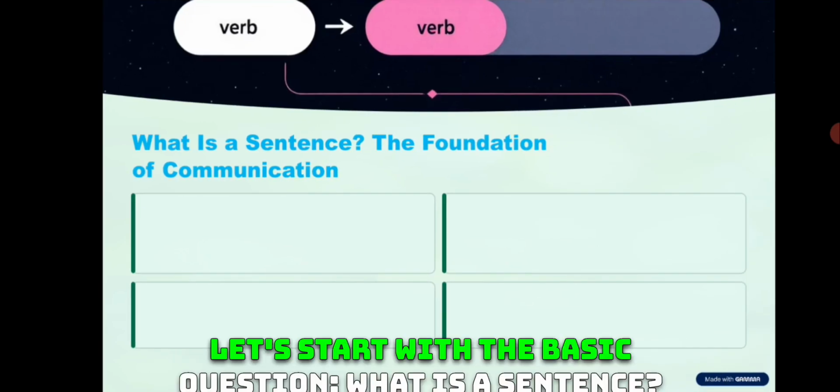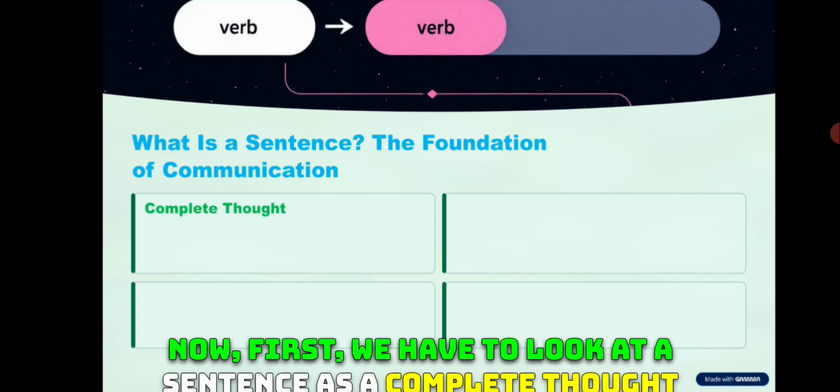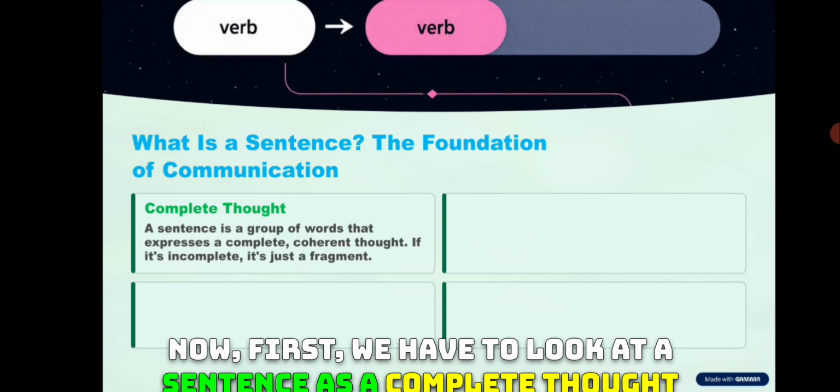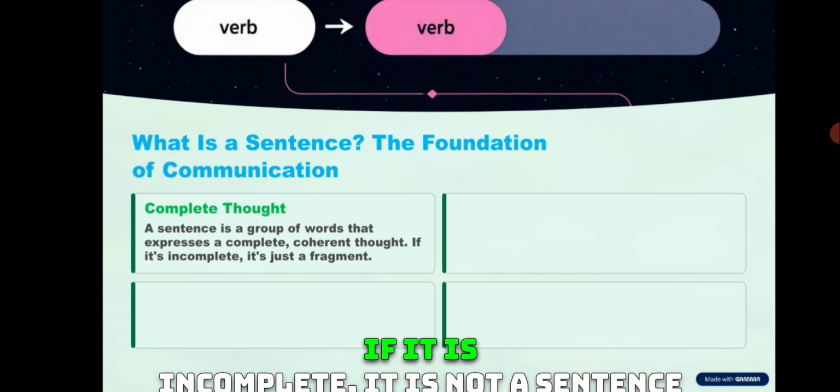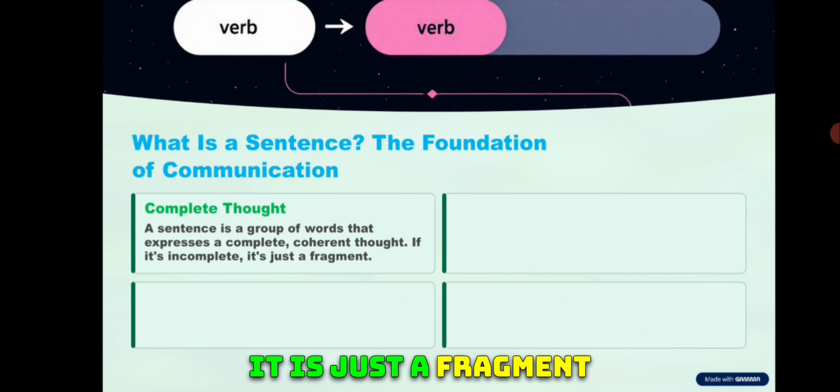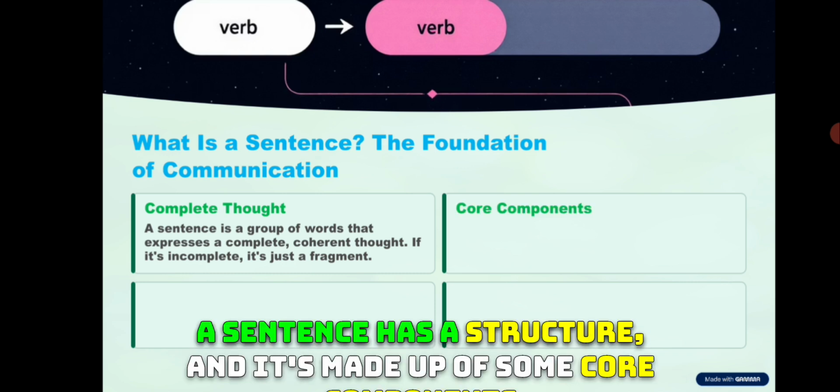Let's start with the basic question. What is a sentence? Now, first, we have to look at a sentence as a complete thought. A sentence is a group of words that expresses a complete, coherent thought. If it is incomplete, it is not a sentence, it is just a fragment. A sentence has a structure and is made up of some core components.